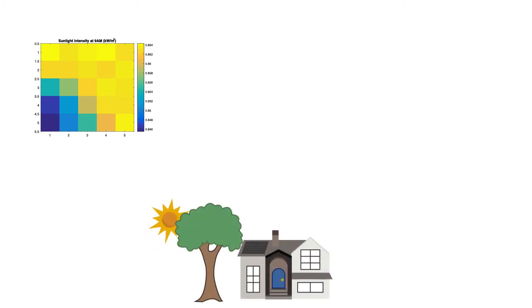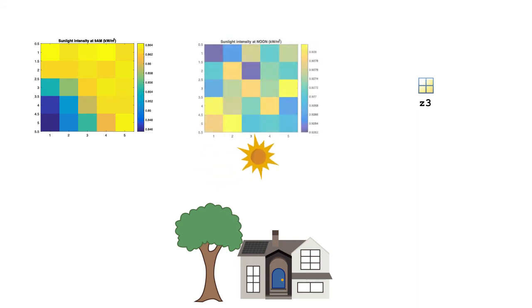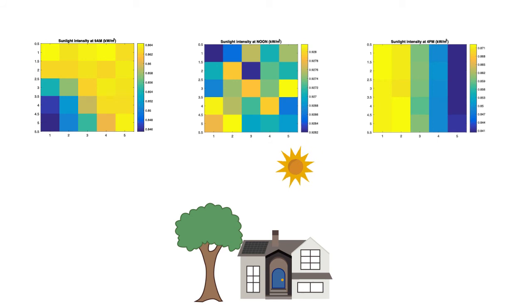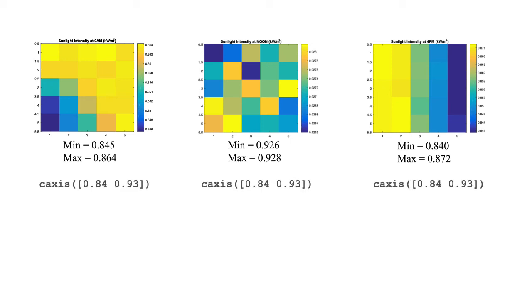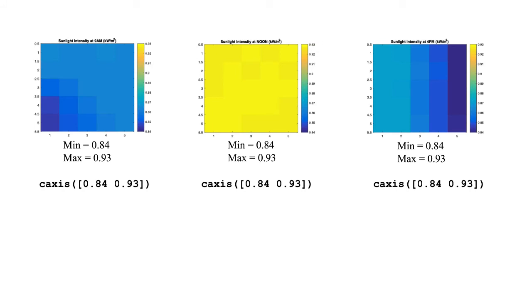Now, we often need to compare different data sets, such as sunlight intensity measured at different times of the day. Let's use IMAGESC with each one of the matrices. The range of values in the color bars are different. What if we wanted to make them the same for comparison? We need to control the mapping of data values. For that purpose, we use the command caxis, where we specify the minimum and maximum values for the color limits. That's better. The intensity midday is higher, as we would expect.